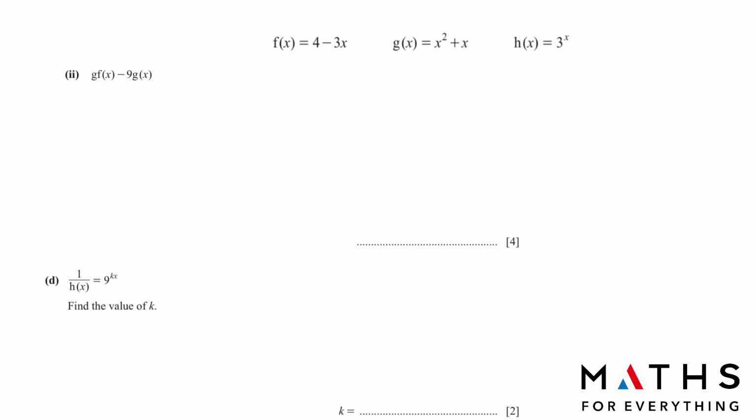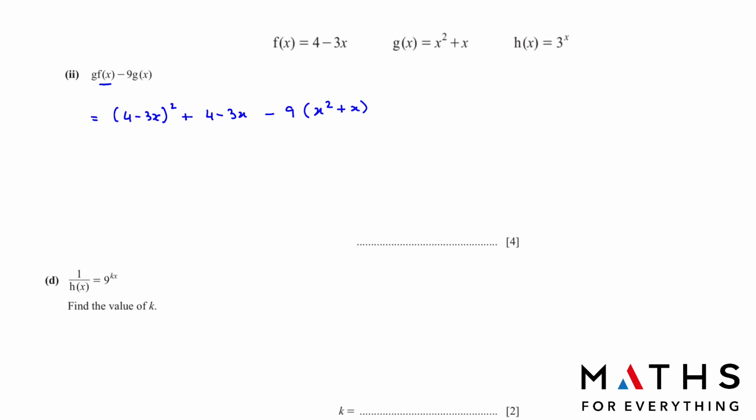In the next part of the question, we have g of f of x minus 9g of x. So this is g of x. Remember the same thing, in place of x, we are going to substitute f of x. So what is our f of x? 4 minus 3x, and then it is squared, so we square it. Plus x. Again, we'll replace the whole thing in place of x: 4 minus 3x. Minus 9 times g of x, put in a bracket. So this is a lot of simplification.